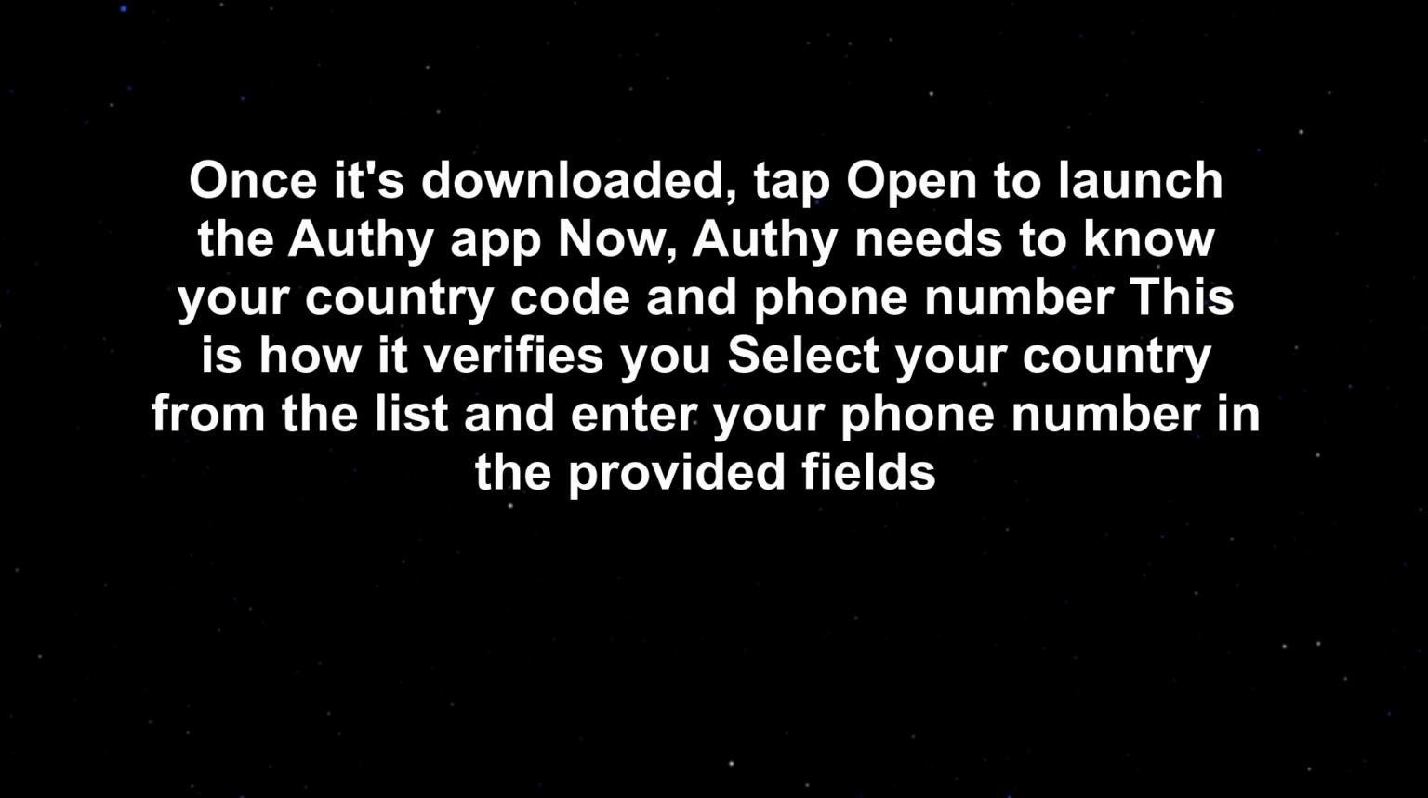Now, Authy needs to know your country code and phone number. This is how it verifies you. Select your country from the list and enter your phone number in the provided fields.